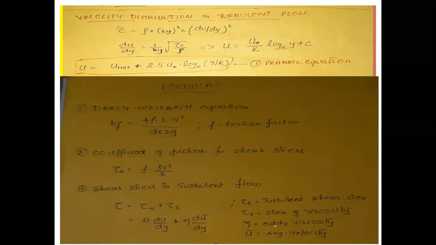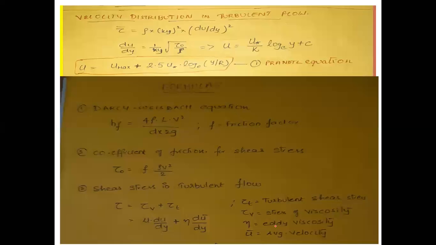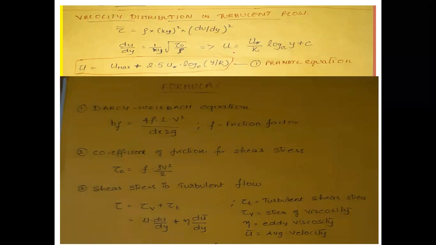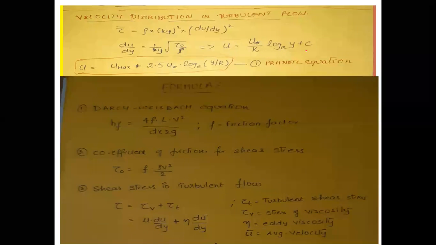Now, next one is velocity distribution in turbulent flow. How the velocity is distributed in the turbulent flow whenever you are using a uniform pipe. So tau bar is equal to rho into k square y square into (du by dy) square. That implies du by dy is equal to 1 by ky root of tau naught by rho. So that implies u is equal to u star by k log e y plus c.